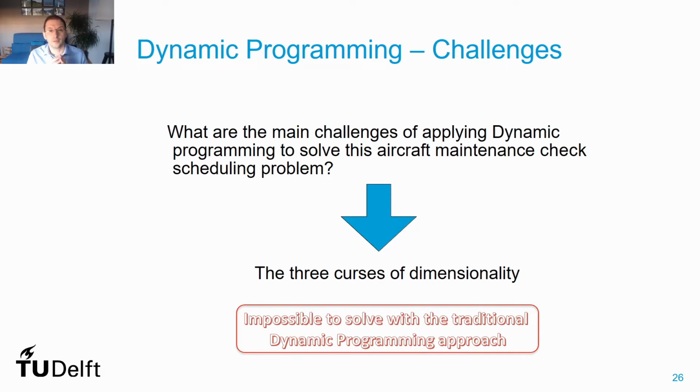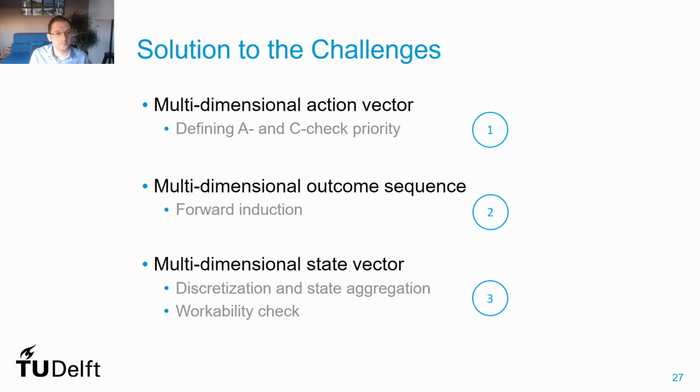Indeed, it is. So what Qichen has done was to adapt the traditional dynamic programming approach with some additional features or algorithms to help us to solve this problem in a very efficient way. Let's see how Qichen did this. Well, to address the multidimensional action vector, we're going to prioritize our aircraft for both A-check and C-check. We're going to see that in the next slide. Regarding the outcome space, we're going to look into a forward induction. That means that we are not going to start from the end and then move backwards as we did for our aircraft routing problem.